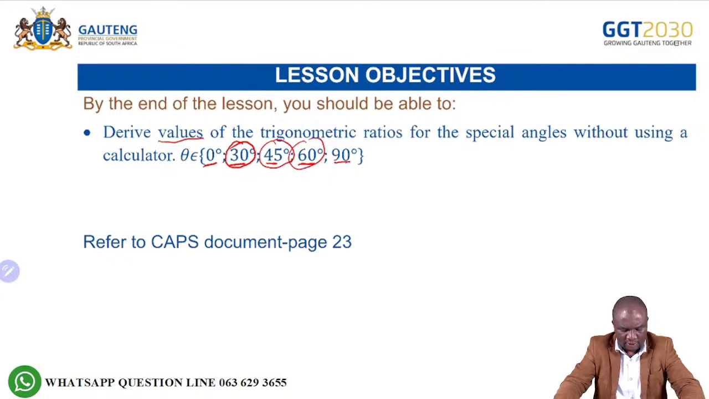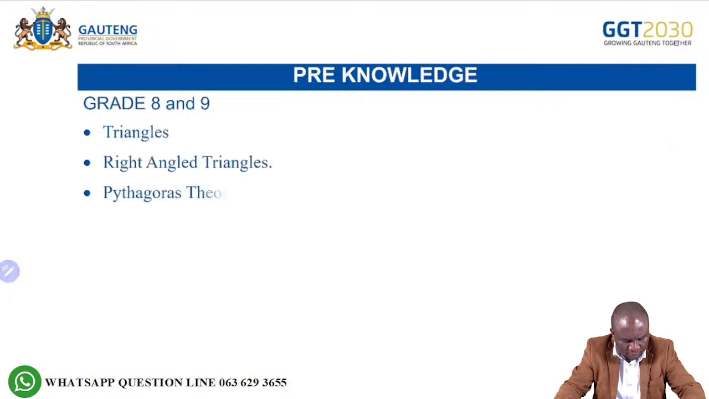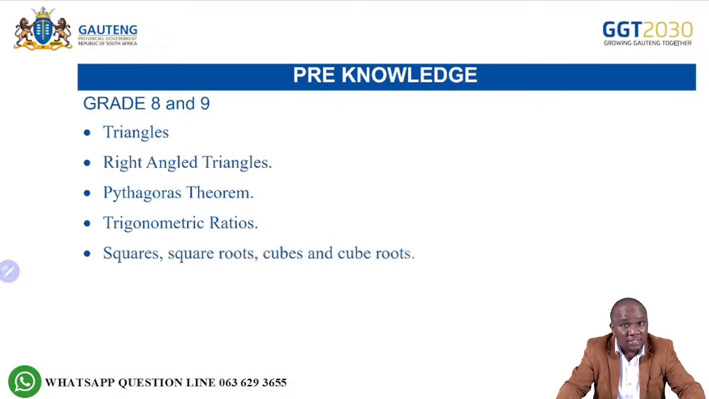Okay. Right. Let's go straight to our lesson. We've done these concepts in grade 8 and 9. Even some of them, we did in grade 10. We're going to use them a lot. Our knowledge about triangles: what do you know about isosceles triangles, equilateral triangles, right angle triangles? Which theorem do we use most of the time when you talk about right angle triangles? The Pythagoras theorem. Remember the Pythagoras theorem.